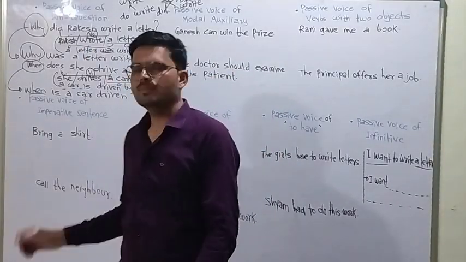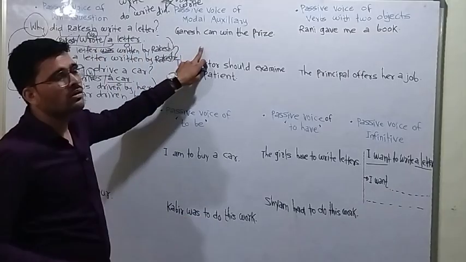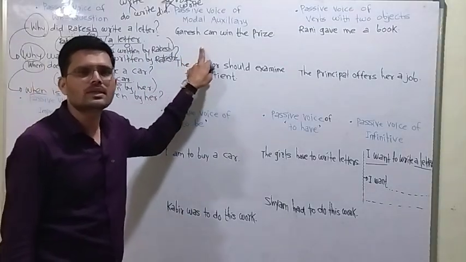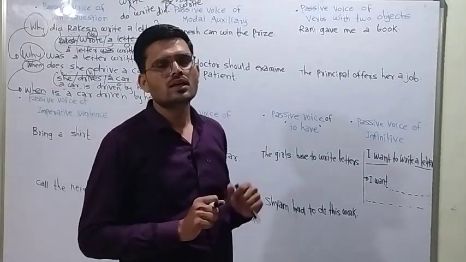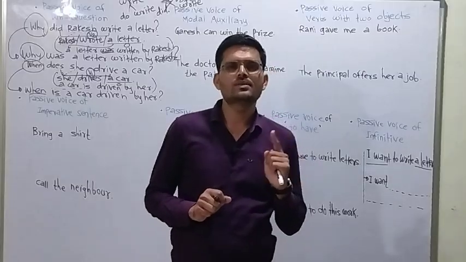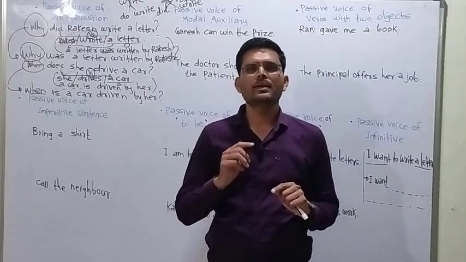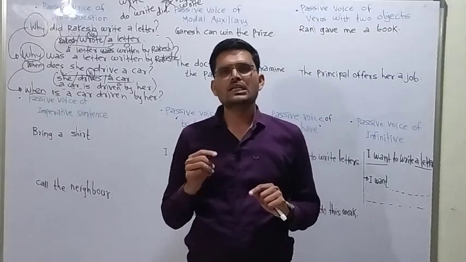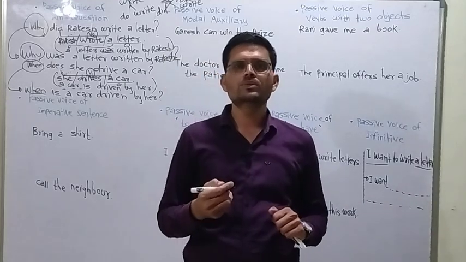And next, the second type is modal auxiliaries. We have to know that there are different kinds of modal auxiliaries in English: will, would, shall, should, can, could, may, might, must, dare to, used to, need to, ought to.